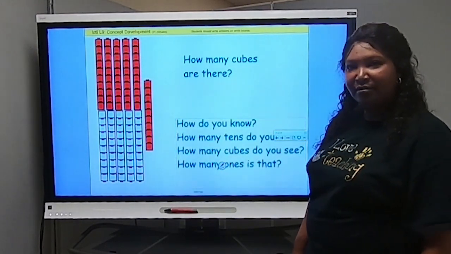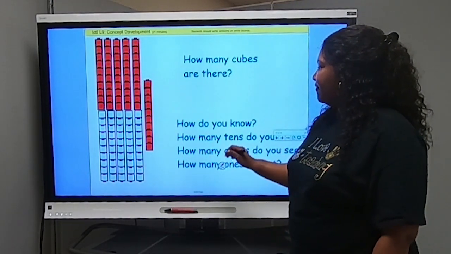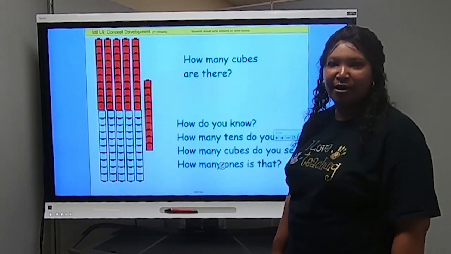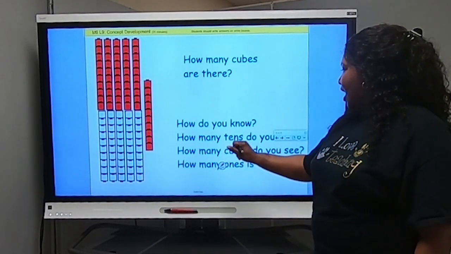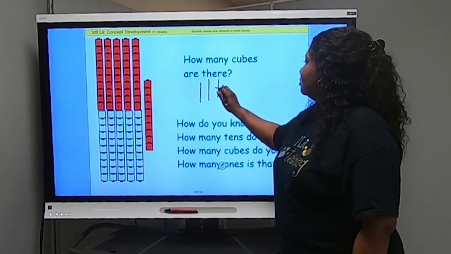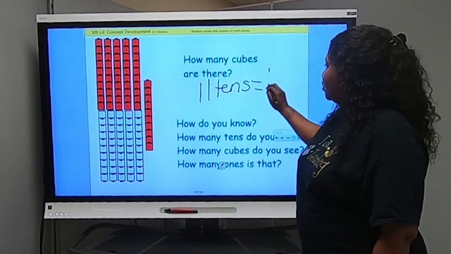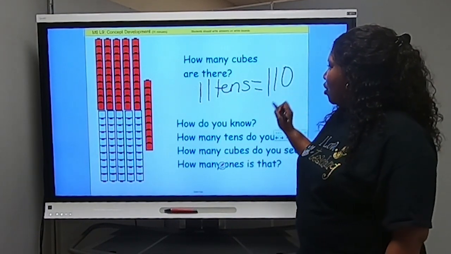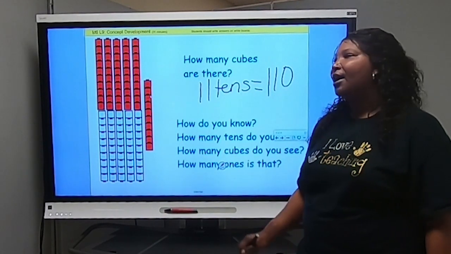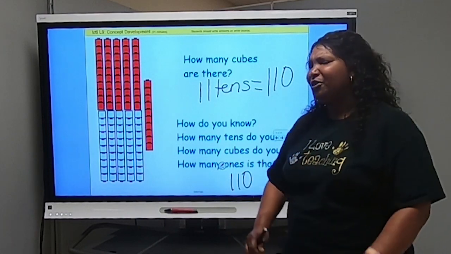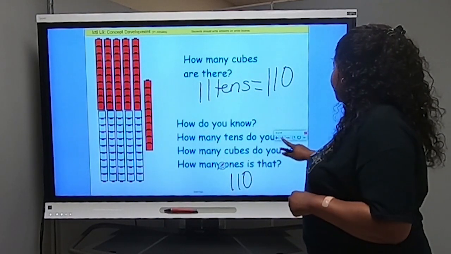How many cubes are there in all? 11. Good job. Okay, so if we have 11 tens, how many tens are there in all? 11 tens. Good job. Okay, so 11 tens equal what value? 110. Good job. So 110, how many ones is in that number? 110. Awesome. You're doing a great job. Let's just keep up and do a little bit more to make sure that we hit that learning goal.